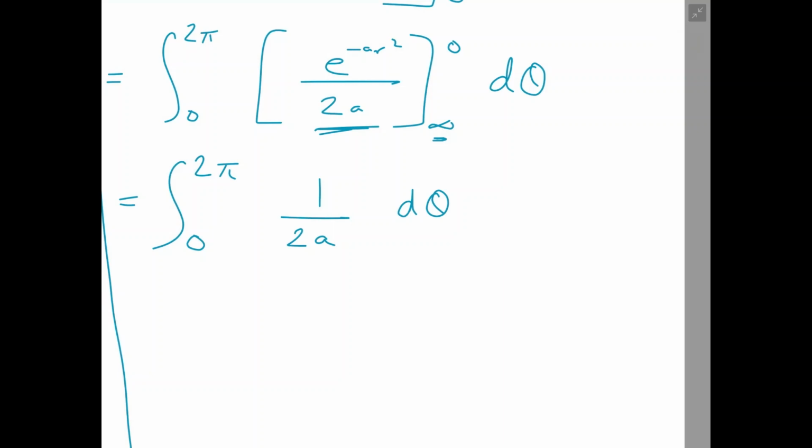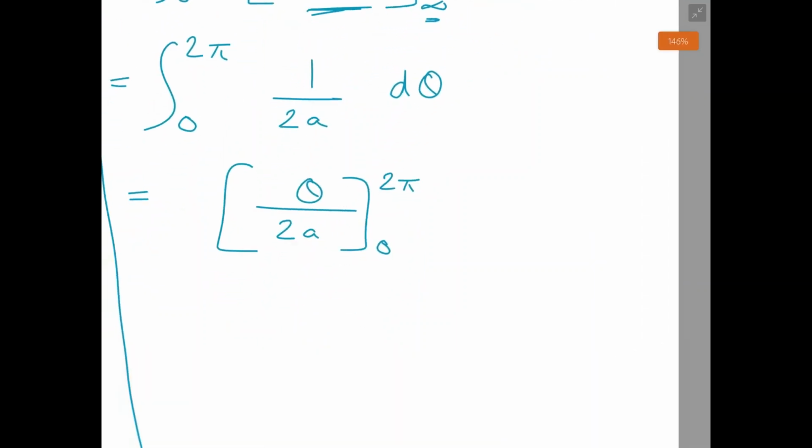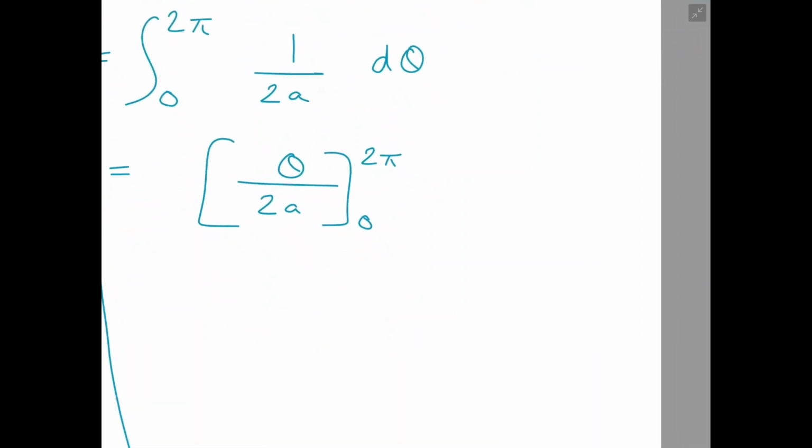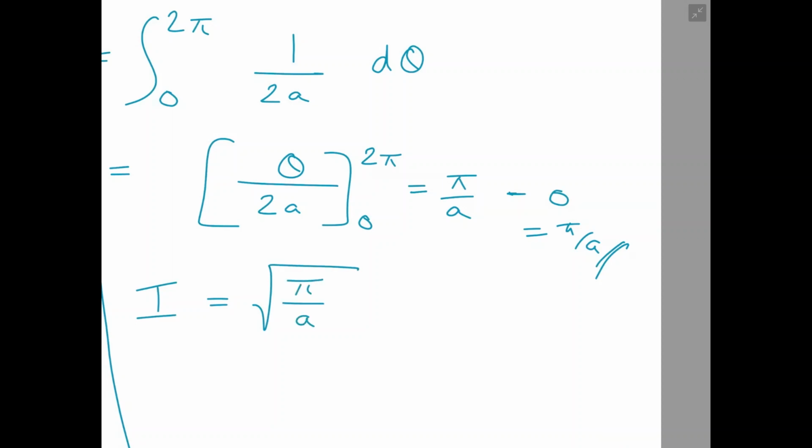So 1 over 2a, well, a, remember, is a real number, so we're just integrating a constant. So that integrates to theta over 2a from 0 to 2 pi. Plug in theta equals 2 pi and theta equals 0, and 2 pi over 2a is just pi over a, subtract 0, and that's equal to pi over a. So that's I squared. So I, our original integral, is just the square root of that. So it is the square root of pi over a.